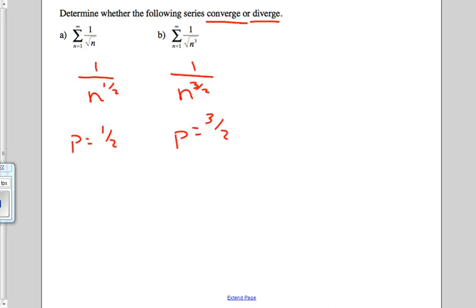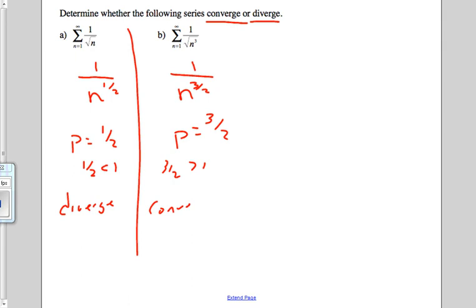So here, 1/2 is less than 1, so this is going to diverge, and here 3/2 is greater than 1, so my function will converge. But let's take the time to really see why, because once given a concrete example, you're going to be like, oh yes, of course.